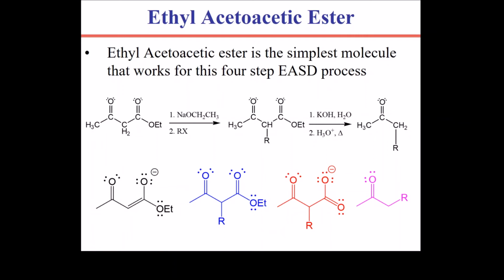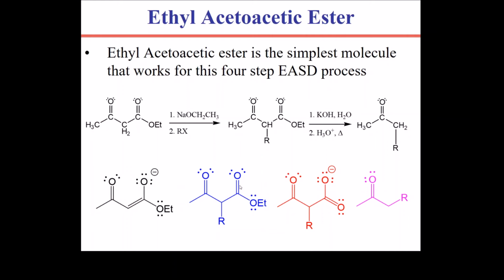This EASD process looks very similar, and here is an example of one where we have a beta-ketoester. We add a base to enolize it, and then we add in the alkyl halide for the alkylation step. There's a saponification step, and then the acidic workup and the decarboxylation step. And if you were to start with this particular starting material, then these are what the ends of each of those steps would look like.